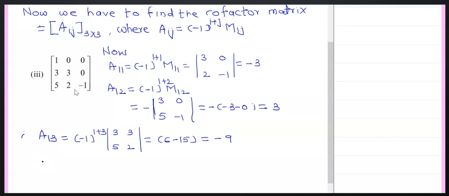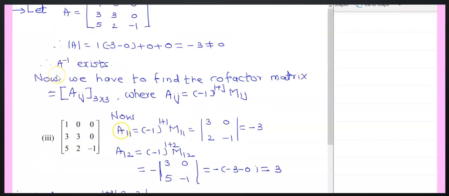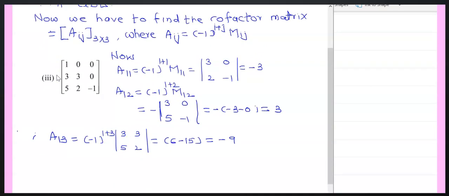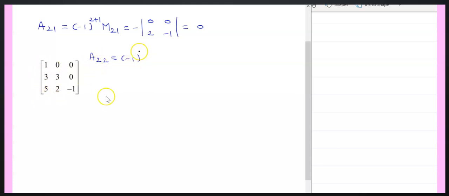Next is A21. Therefore, it is 0, 0, 2, minus 1. That is minus 1 raised to 2 plus 1, A21. Delete this and delete this. You will get 0, 0, 2, minus 1. If you evaluate it, you will get 0. Then A22: delete this and delete this. You will get 1, 0, 5, minus 1.